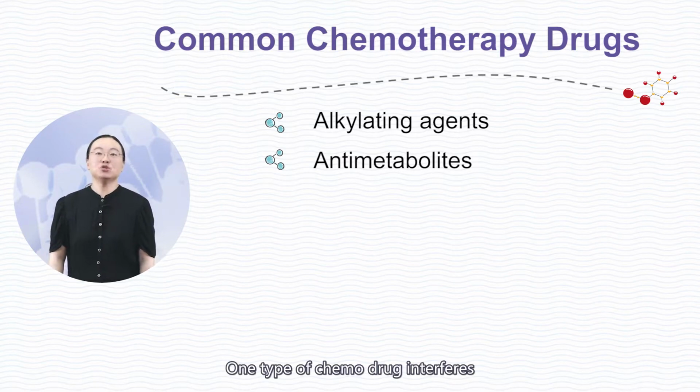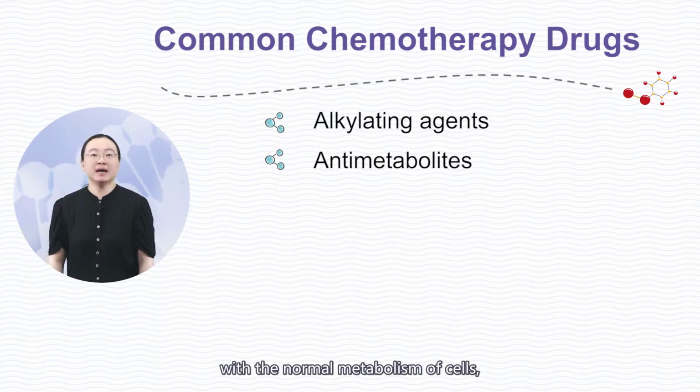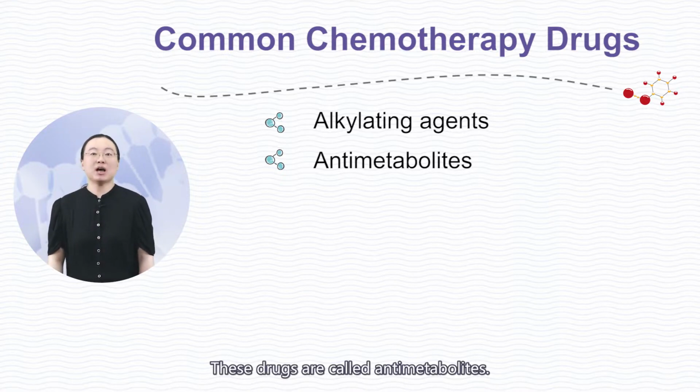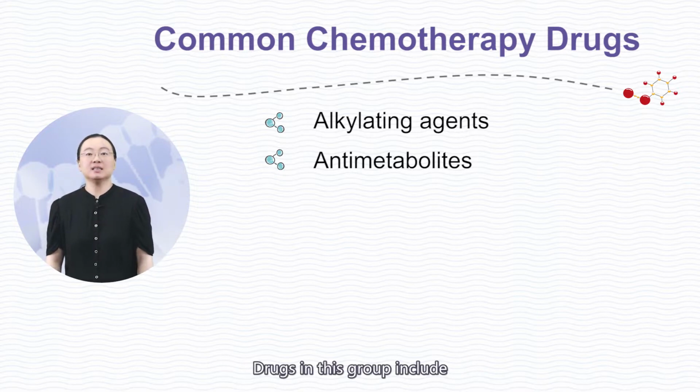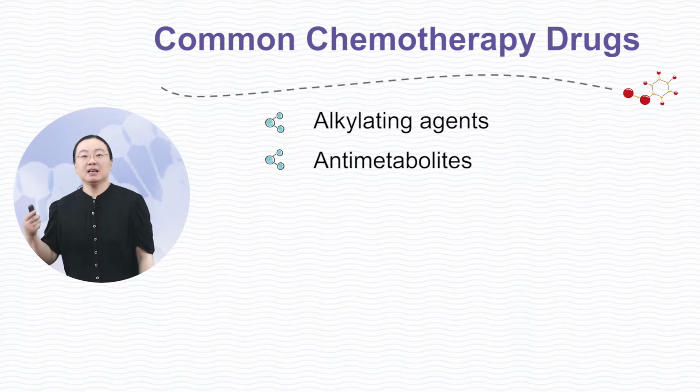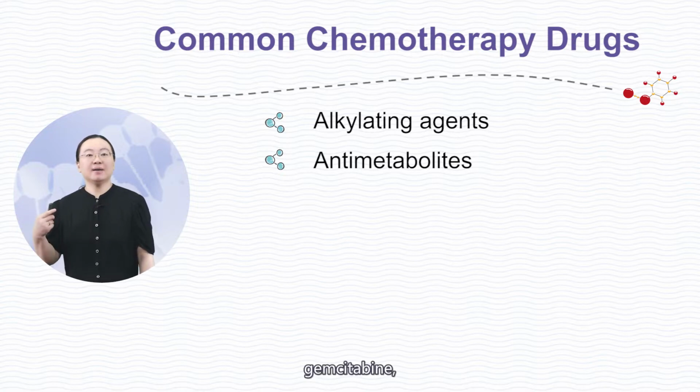One type of chemo drug interferes with the normal metabolism of cells, which makes them stop growing. These drugs are called antimetabolites. Drugs in this group include 5-fluorouracil, 6-mercaptopurine, cytarabine, gemcitabine, and methotrexate.